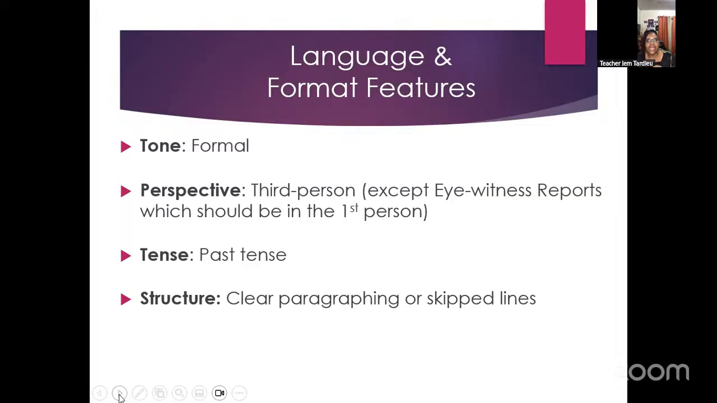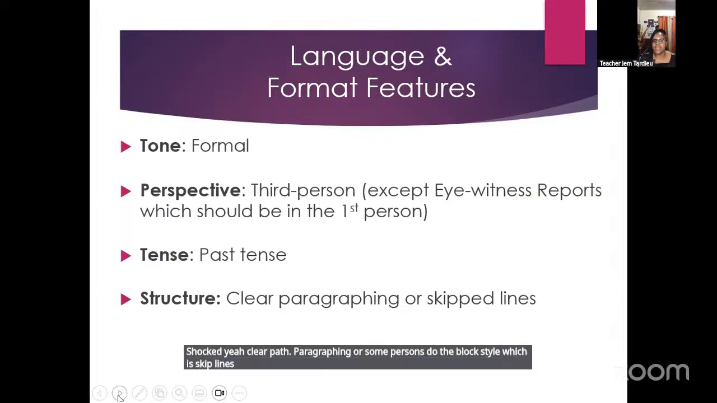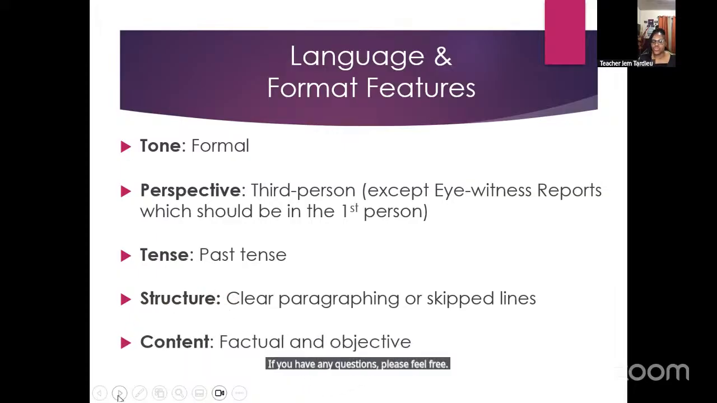Structure: clear paragraphing, or some persons do the block style, which is skipping lines. That is accepted as well. If you have any questions, please feel free to raise your hand. Content: remember, expository writing looks at factual and quite objective information.